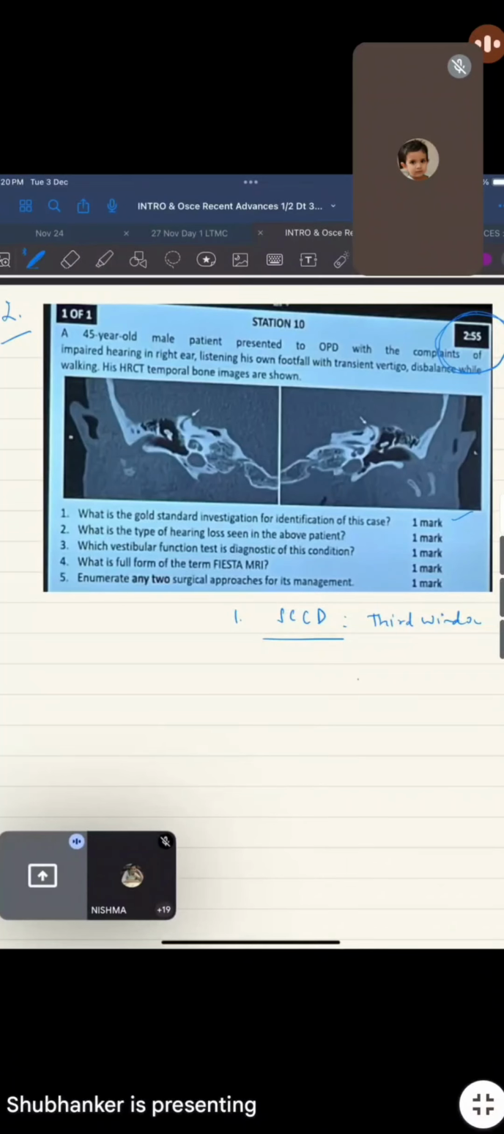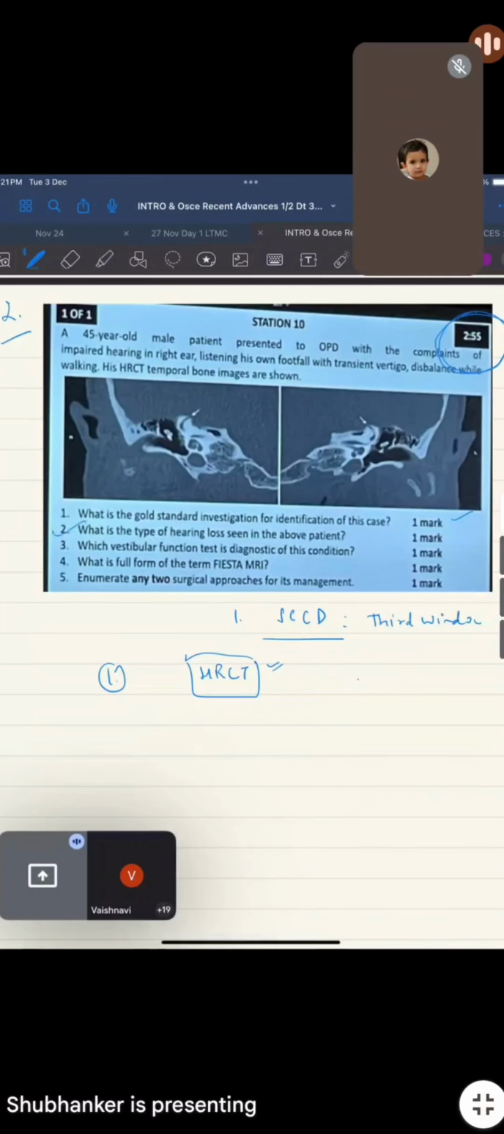So let's go to the first question. What is the gold standard investigation for identification of the case? Can somebody help me out? What should be the answer? Yes, absolutely. Be confident. I had lots of confusion about what to answer, whether to write VEMP here or HRCT. But write HRCT without doubt. This is the important thing.